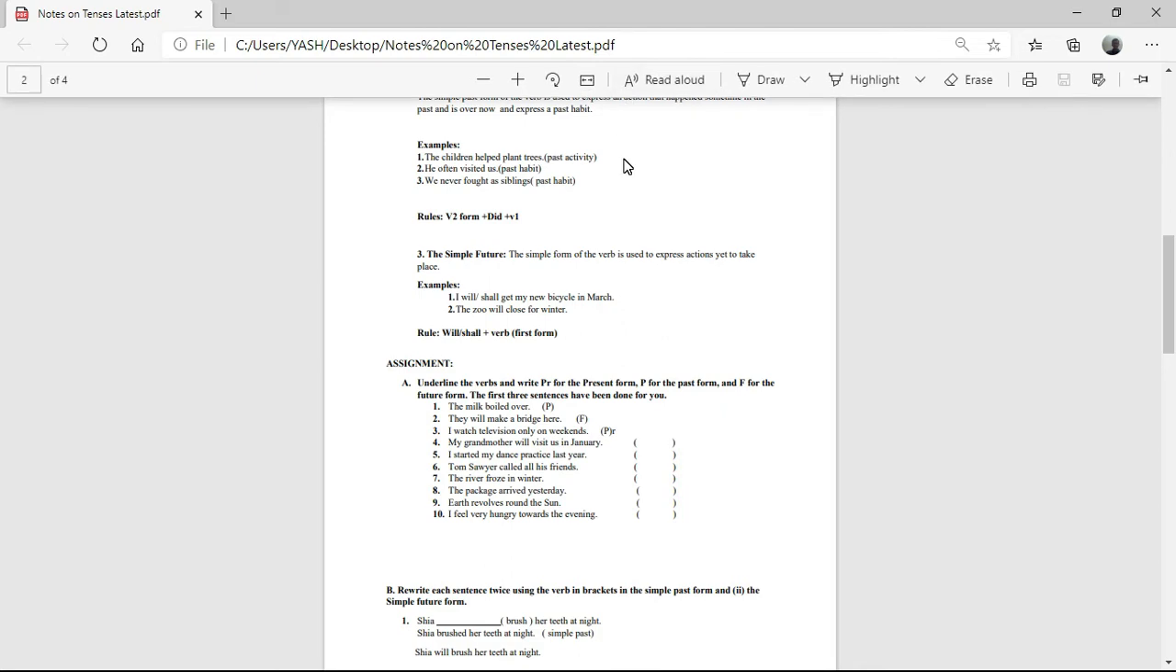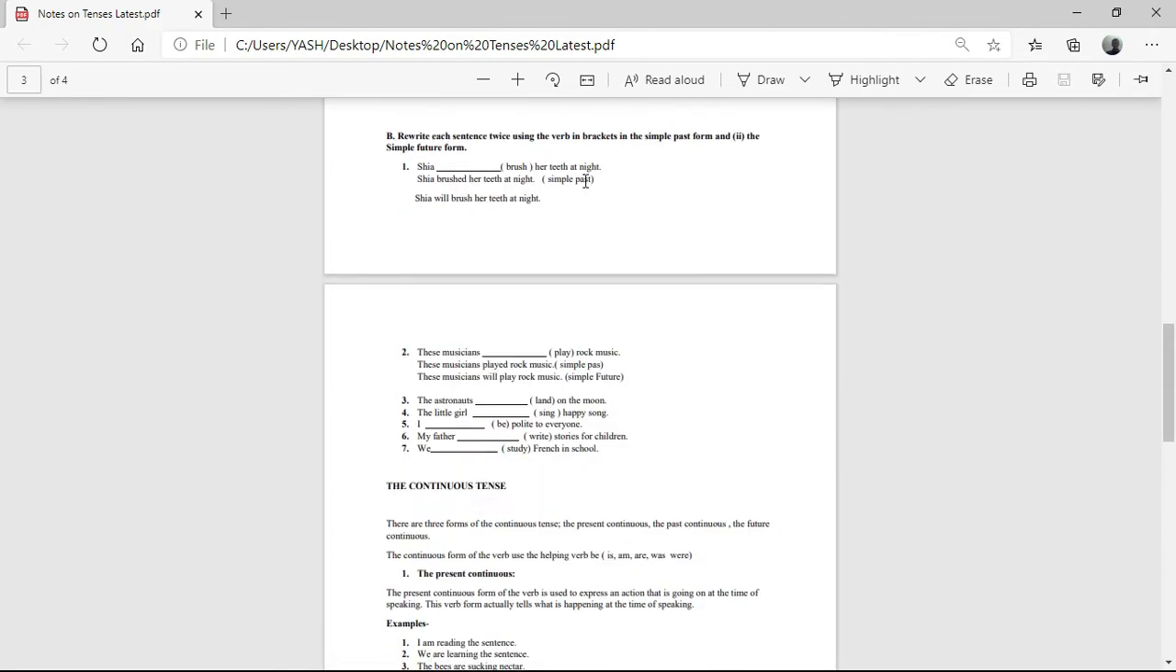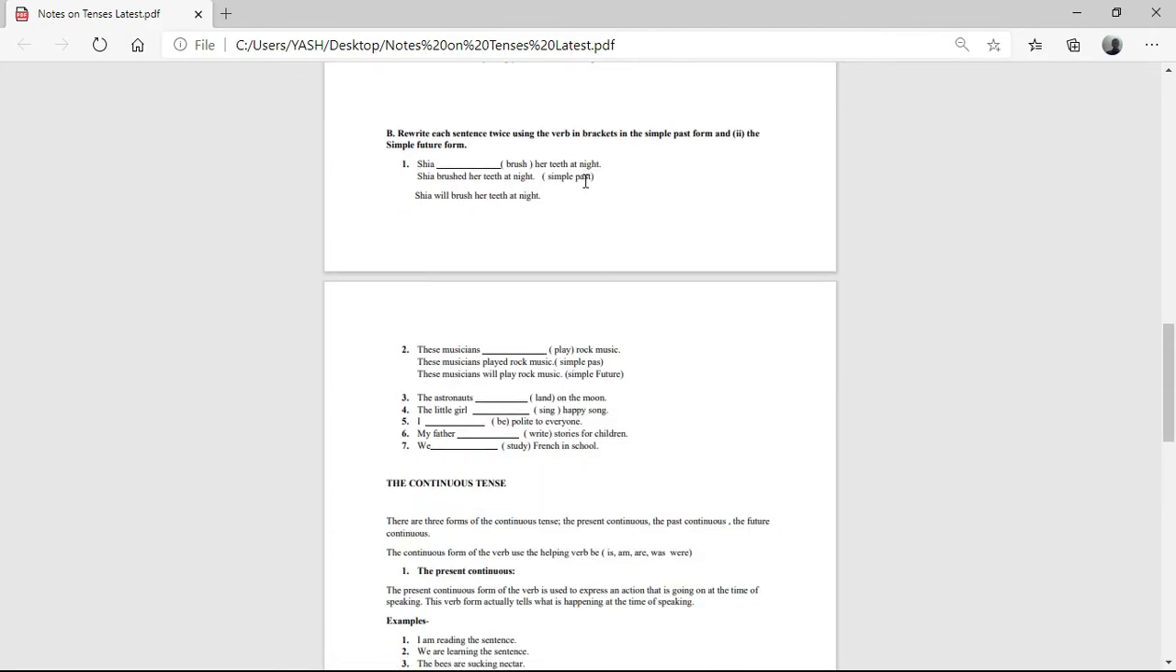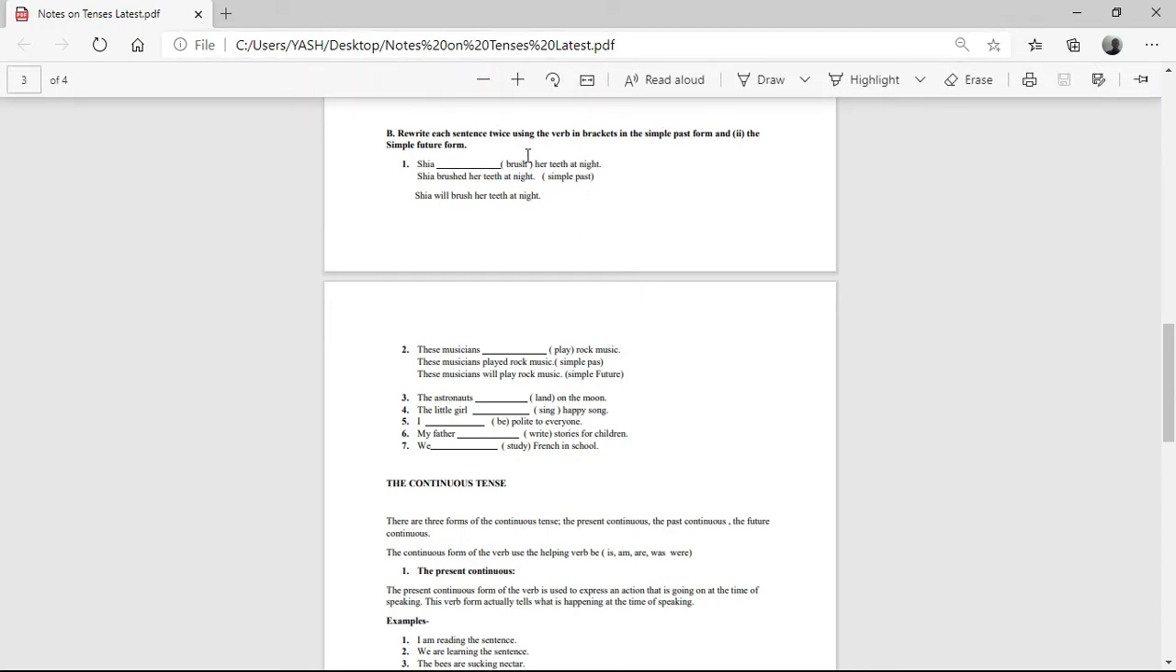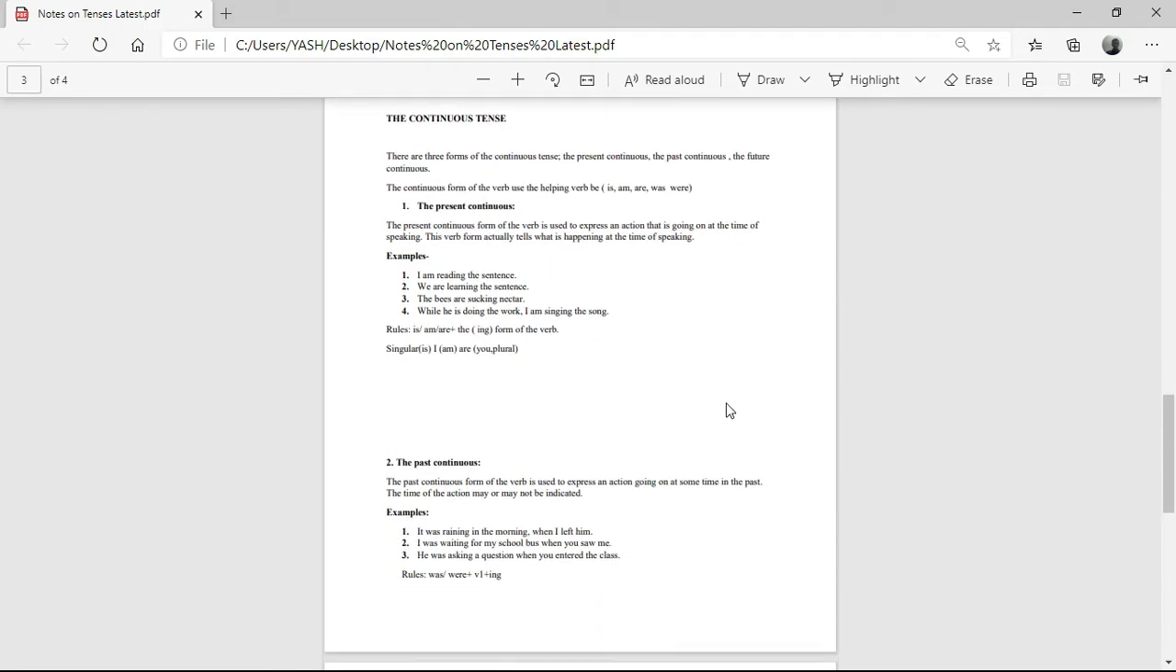Now, rules of the simple present tense. Subject plus verb first form plus s or es plus object. For subjects including I, we, you, they, we will be using the first form of the verb without s or es. And for subjects like he, she, it, we will be using the form with s or es.